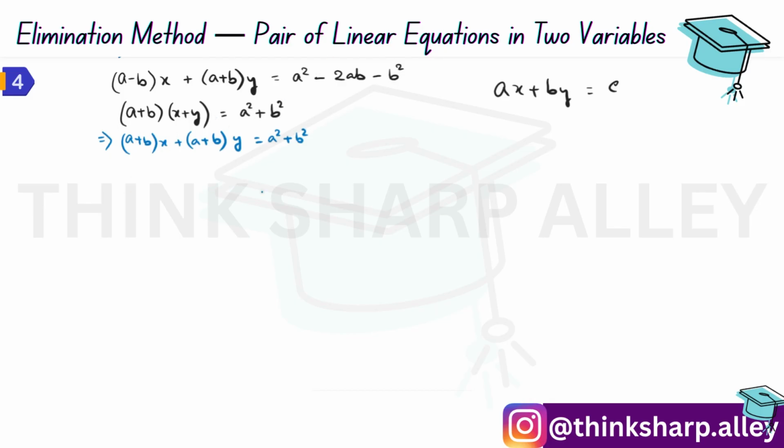Now look carefully. The first equation has a plus b into y. The second equation also has a plus b into y. Since the coefficients of y are already equal, it becomes very convenient to eliminate y using the elimination method. And we don't need to multiply anything over here with any of the equations, right? Already the coefficients are the same.